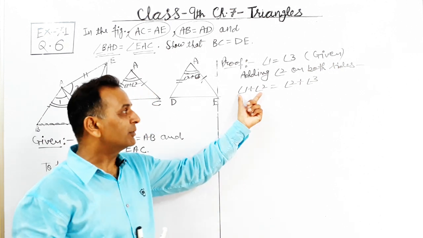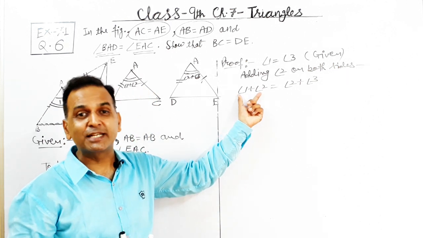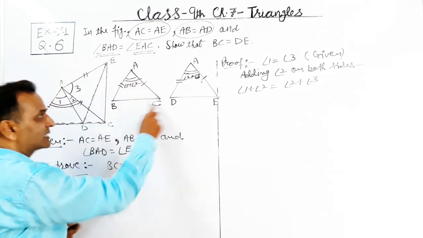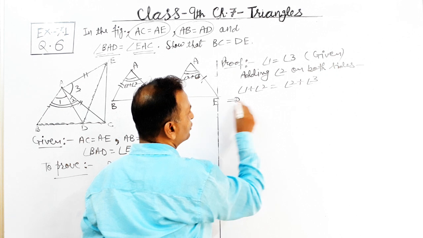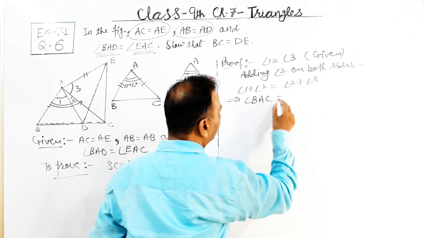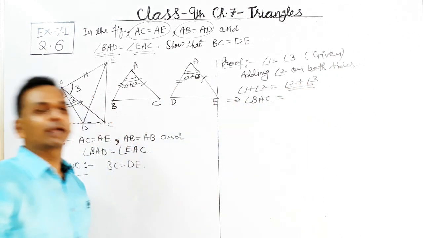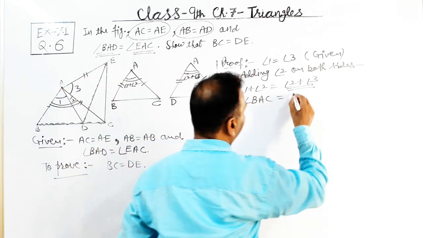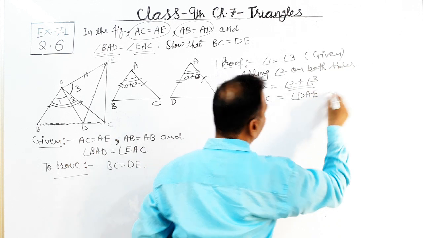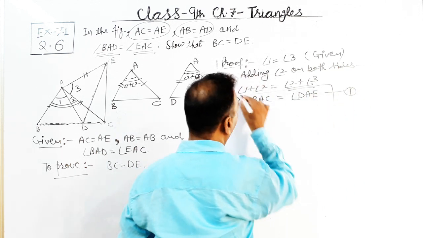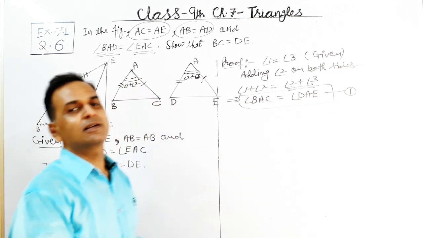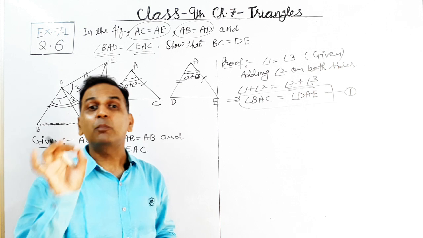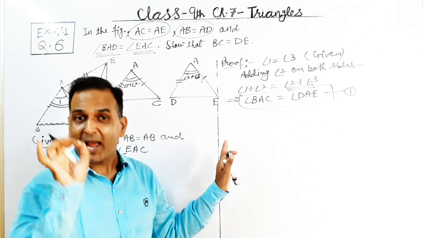But what is the combination? What is the single name of the combination of angle 1 and 2? Angle 1 plus 2 means complete angle BAC, which we need. So this implies we can write angle BAC is equal to the sum of angles 2 and 3, that is angle DAE. So we write angle DAE, and this is result number 1. This is the only result which we have to obtain ourselves. It is not given in the statement, and it is the main point of the solution of this question that you have to remember.